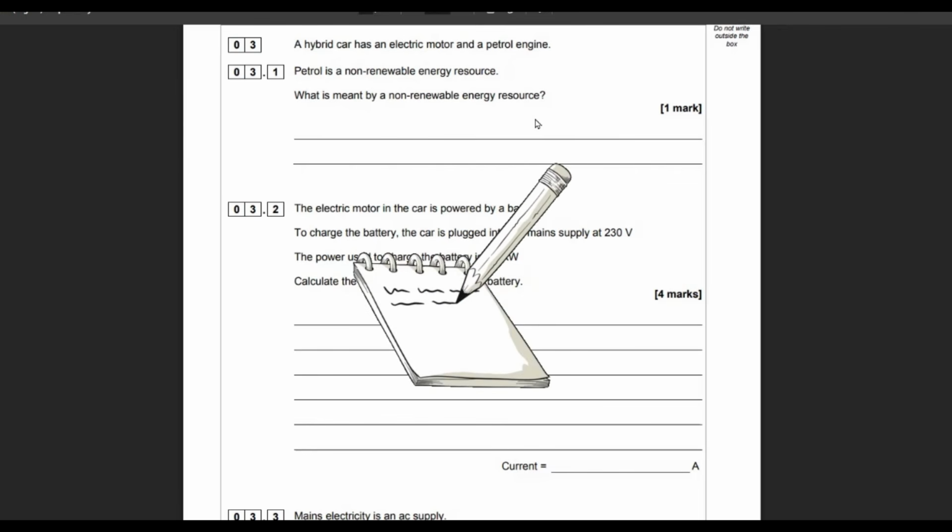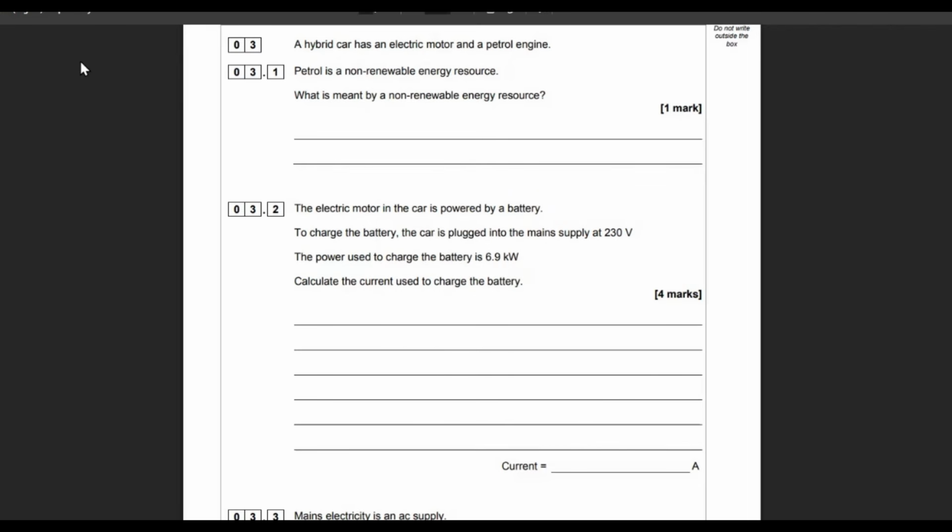So a non-renewable energy resource means it's going to run out one day. You could use the word finite if you like. That also means going to run out. So let's just put it is going to run out in the future. Example would be any of the fossil fuels: petrol, of course, separated from crude oil, but you've got coal, you've got gas as well. They're also finite resources.